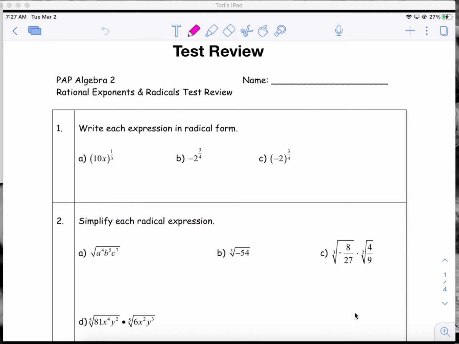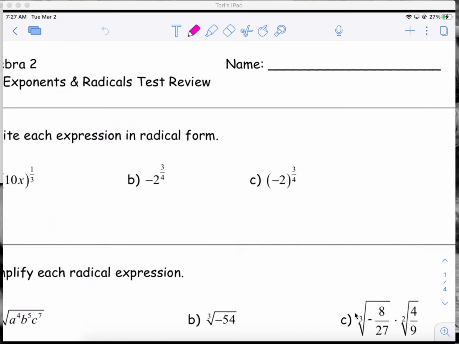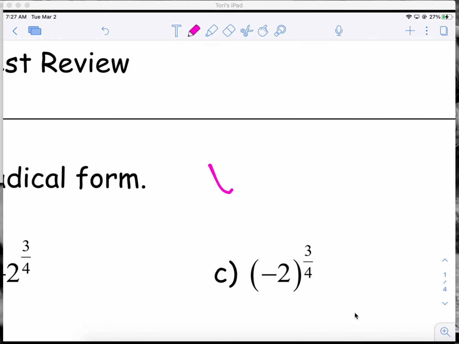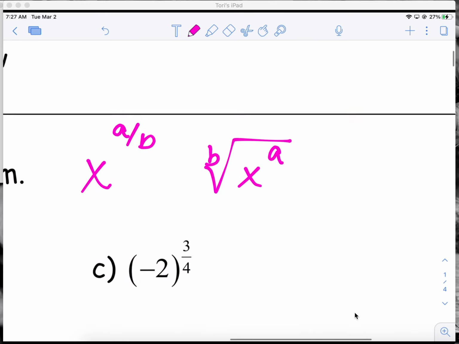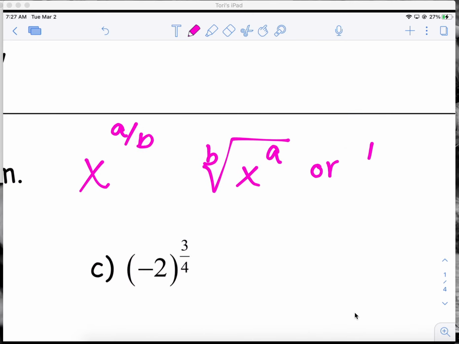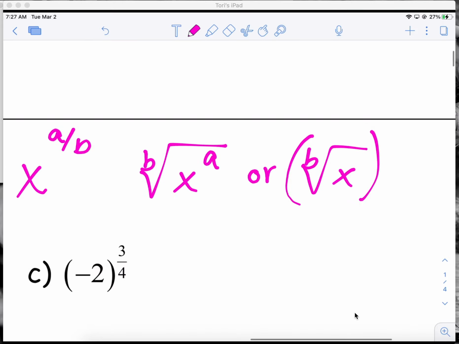So A, B, and C, you are just going to simplify that and write it as a radical expression, okay? The only thing that you're gonna do is turn a fractional exponent into a radical. So remember, if I have something like x to the a over b, that bottom number b is my radical. That a stays my exponent. So you could write it like this, or you could write it in parentheses with the a on the outside.